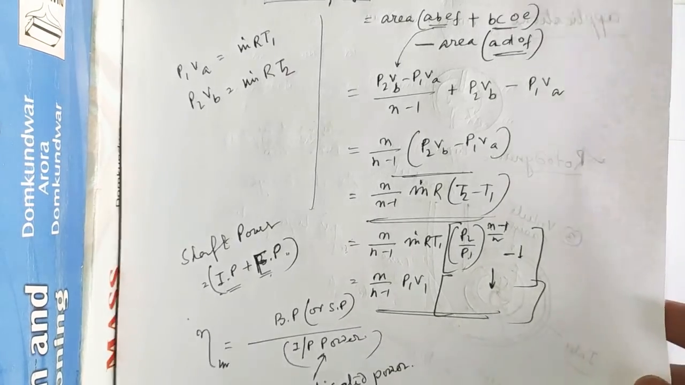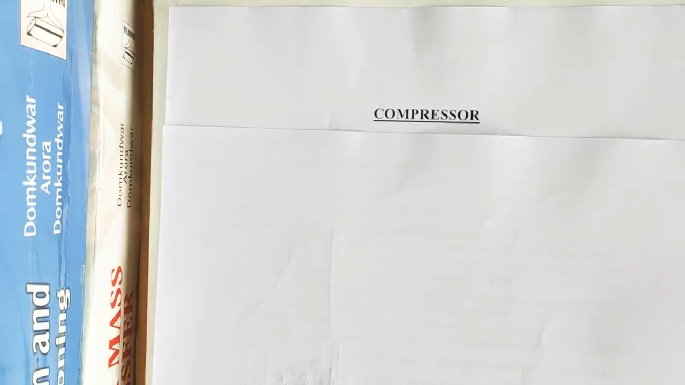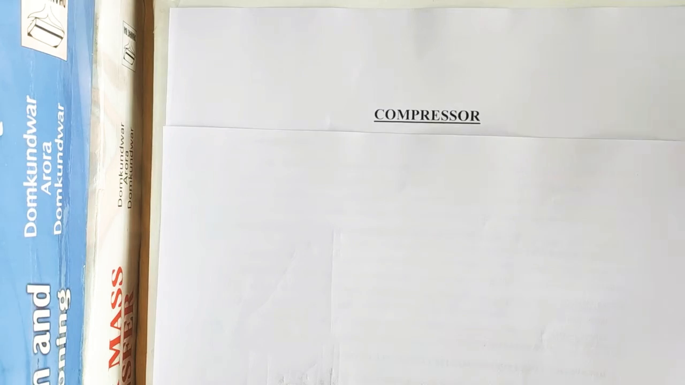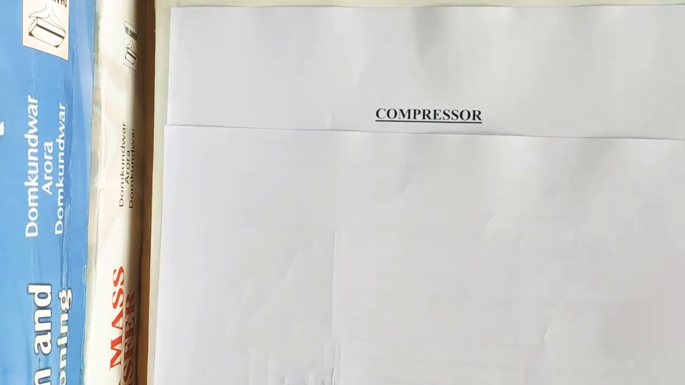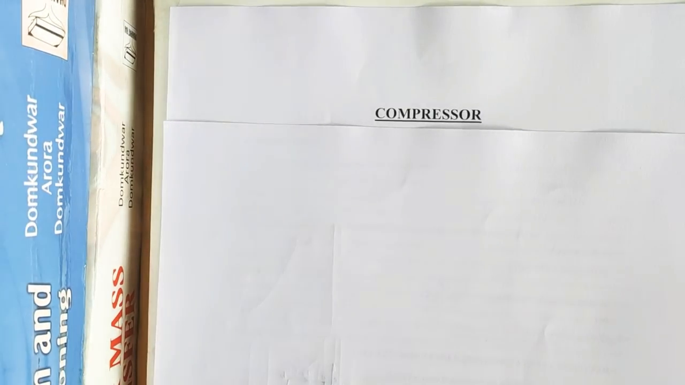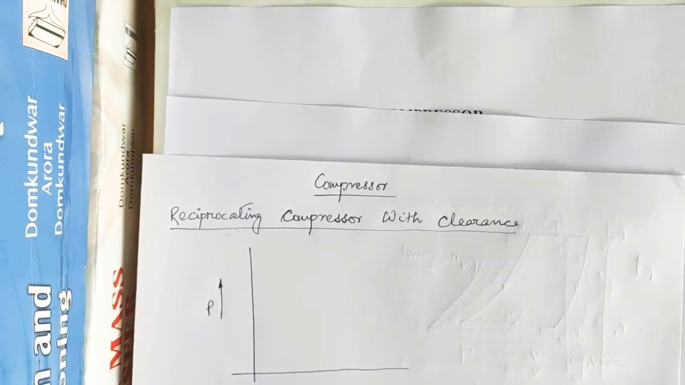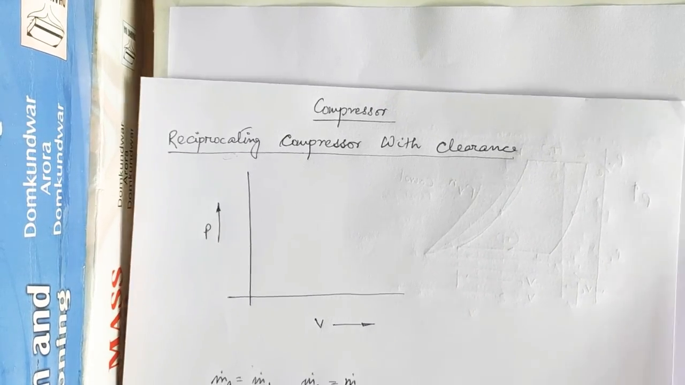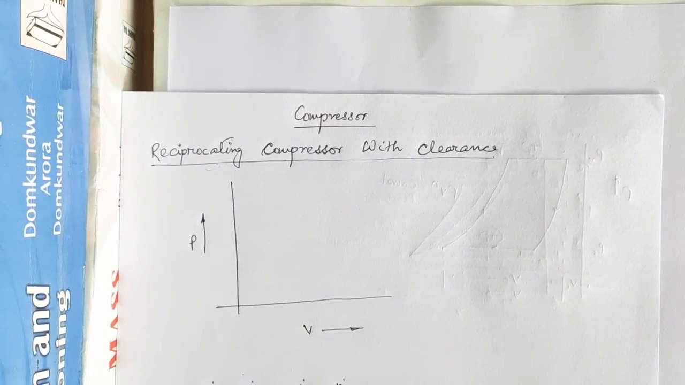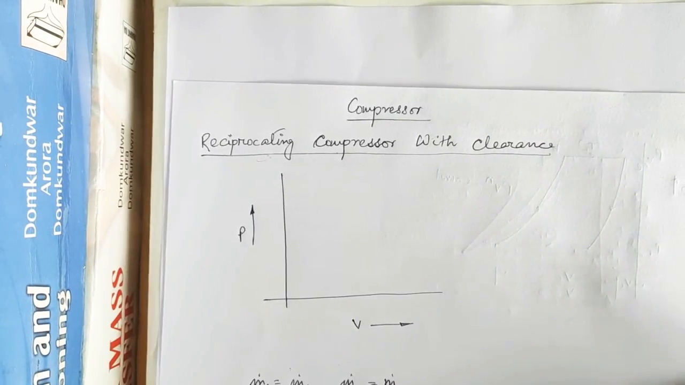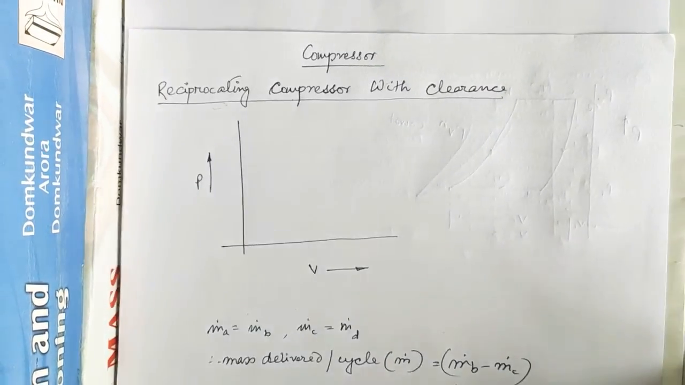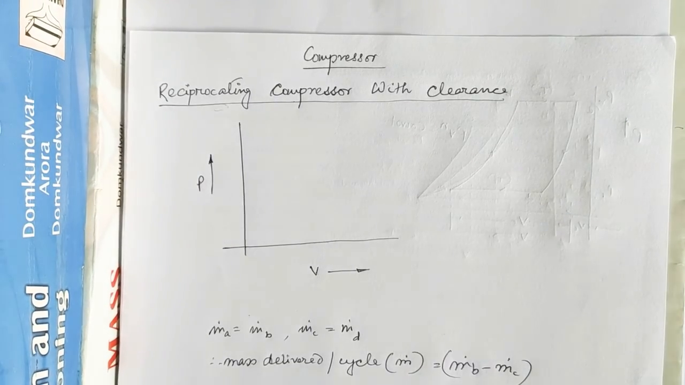Now today we will start our discussions on calculating the indicated work per cycle if some clearance is there. So first we have to draw the PV diagram.